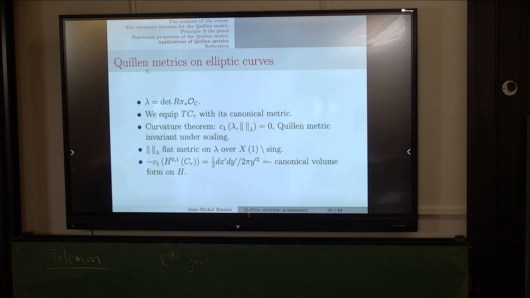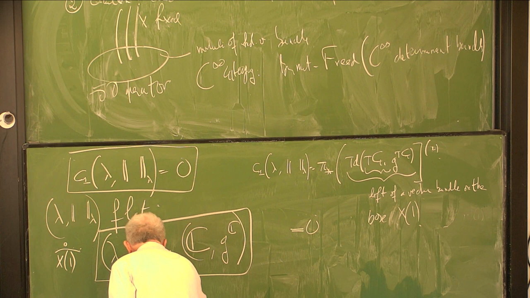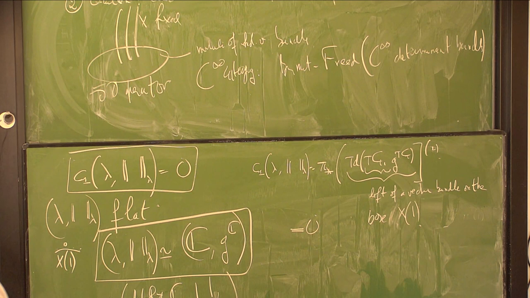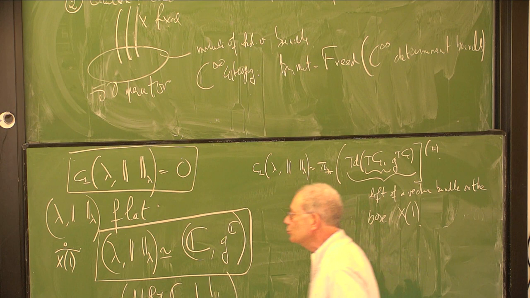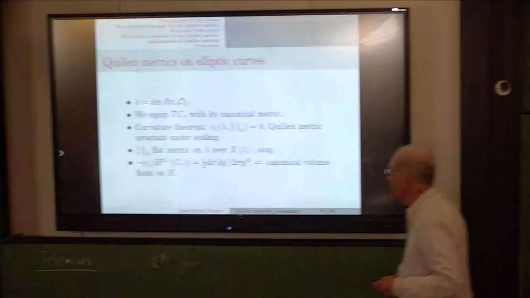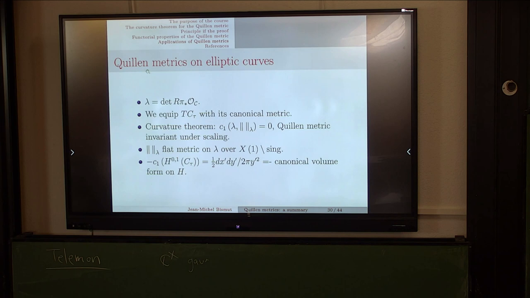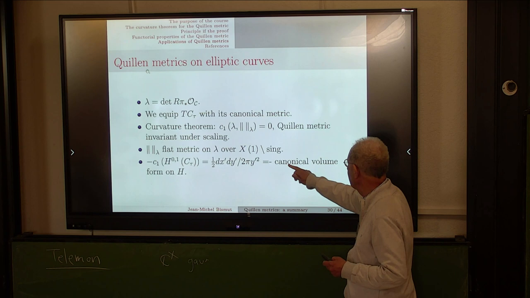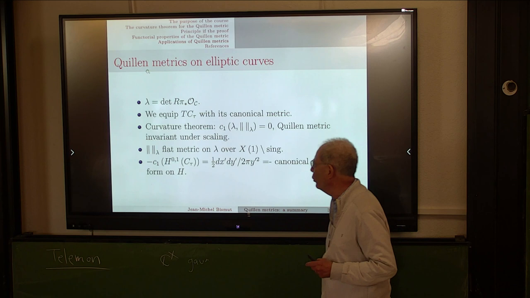So the first thing I will do is compute the c1 of the determinant of R pi star C equipped with its L2 metric. In this case, I allow myself to speak about the L2 metric because the cohomology of this C tau is very simple. You know that H01 of C tau is generated by the dz bar. So if you compute the c1 form, it's not a c1 class, but the c1 form of this H01 of C tau, what you get is, up to sign, there is no minus here, the canonical volume form on the upper half plane.